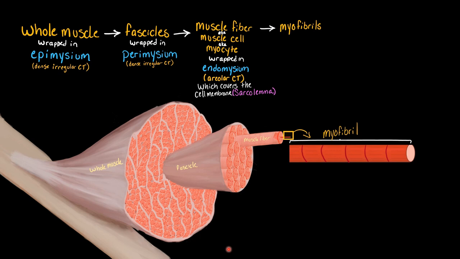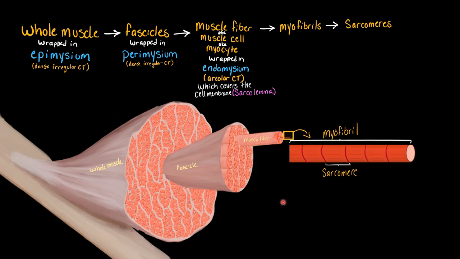Now, because we are now below the cellular level, we no longer have layers of connective tissue because you don't have layers of connective tissue inside of a cell. Now, these myofibrils have many smaller individual units within them. Those individual units are called the sarcomeres.